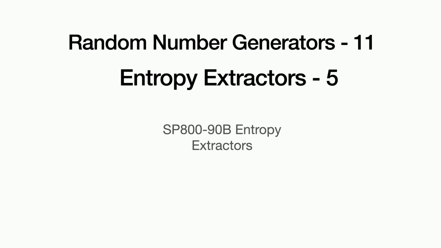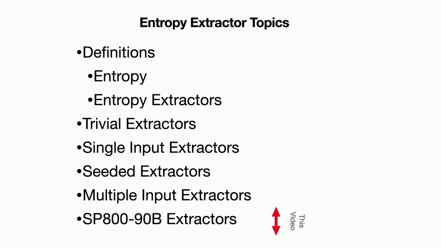And we're going to look here at SP800-90B Entropy Extractors, which is a NIST government specification in the USA about entropy sources. So we've looked at various different things to do with extractors, how they're defined, simple ones, multiple input extractors, single input extractors, and so on. And here, this last one, we're looking at the standardized entropy extractors that NIST have specified in a document called SP800-90B.